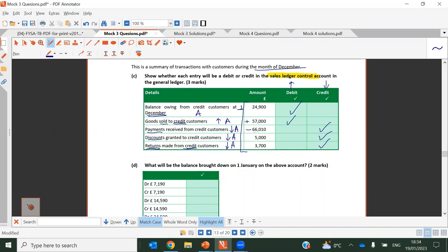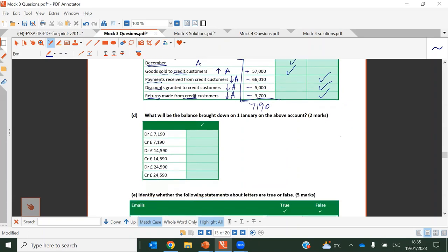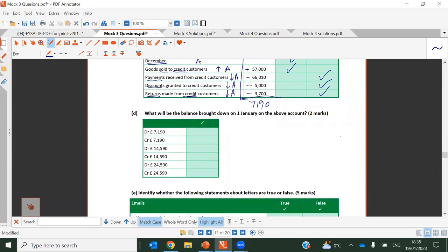Customers though paid me off £66,000. I'm not owed that anymore. I will knock that off of the balance that I am owed. Same for the discounts I've dished out to my customers, and same for the returns. So if you ran that sum down, you get 7,190. Now be careful, of course, because in the exam, you might just spot the 7,190 and instantly tick the first one you see, but he has given us two answers of 7,190.